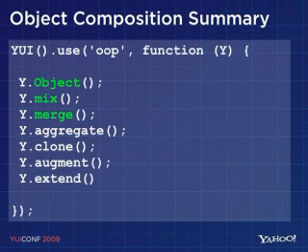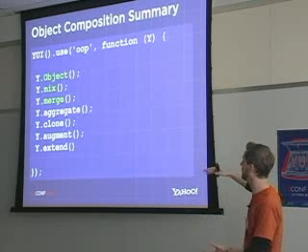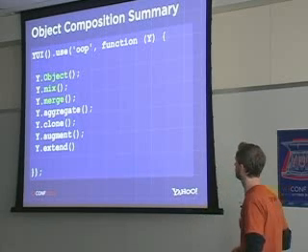So here is the full summary of the suite of sugar methods for your use for composing objects. Remember that Y.object, mix, and merge are part of the core package, and aggregate, clone, augment, and extend are part of the OOP module, which is an optional request. So just to review again, a subset of this functionality is available in the core, and then the full suite is available via OOP.